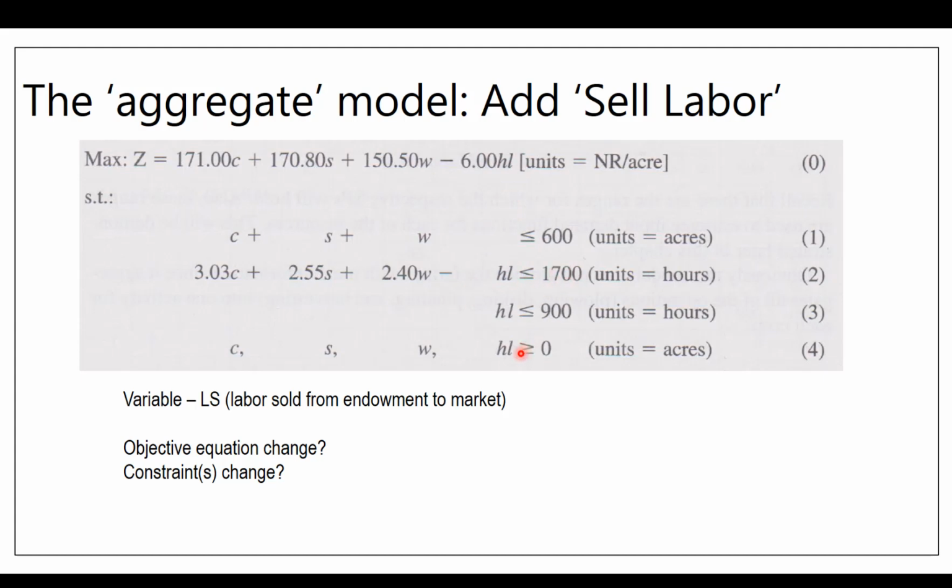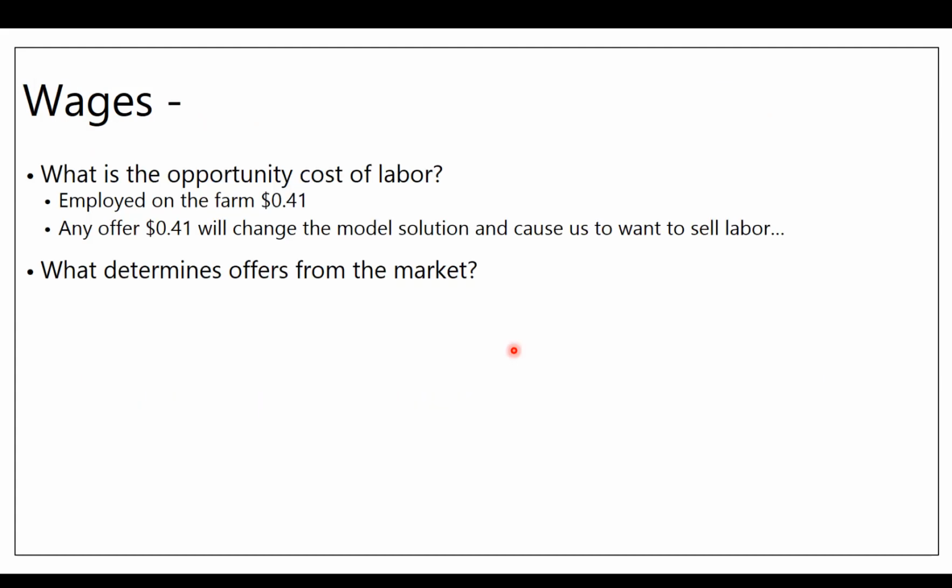And then we would need a labor non-negativity constraint. So let's think about what that looks like. And we have to ask ourselves, what is the opportunity cost of labor? So we can do a not very serious model where we just make sure that the price for farm labor being sold to the market is above 41 cents, because we know that's the opportunity cost currently in place.